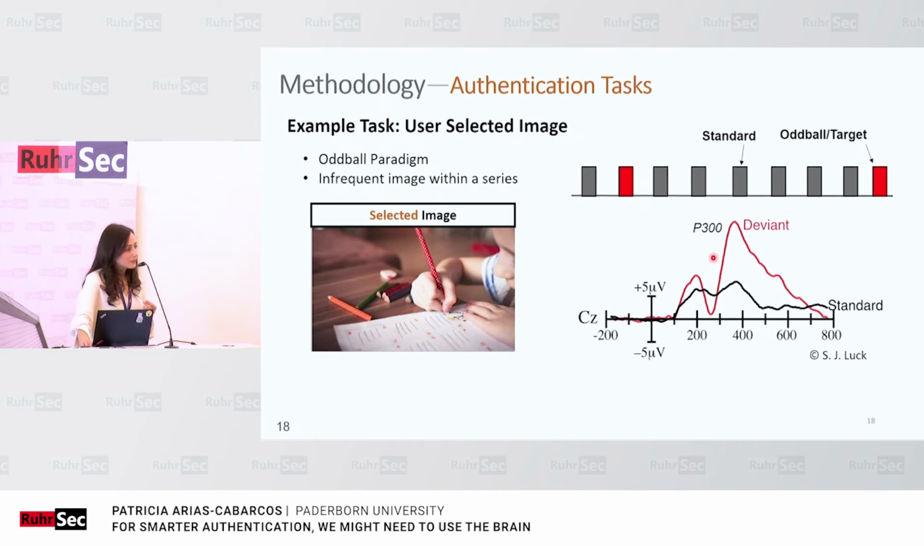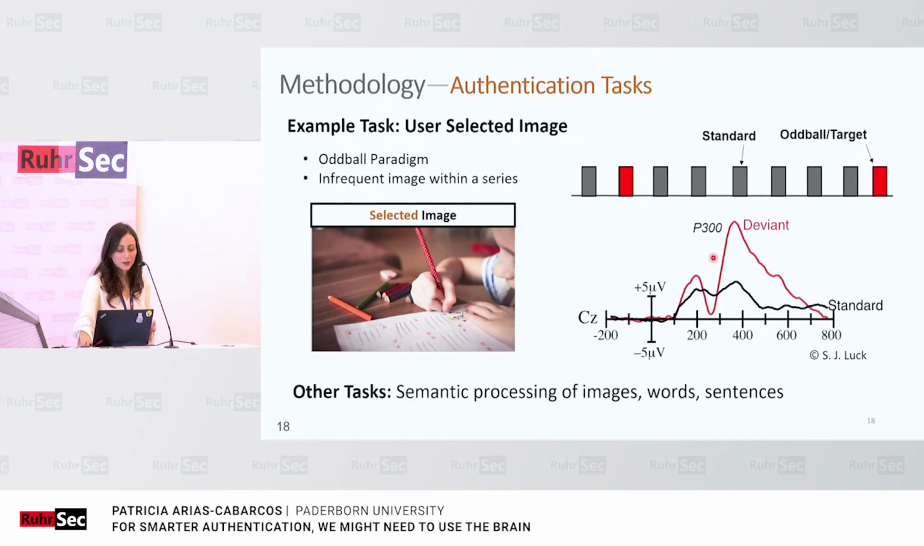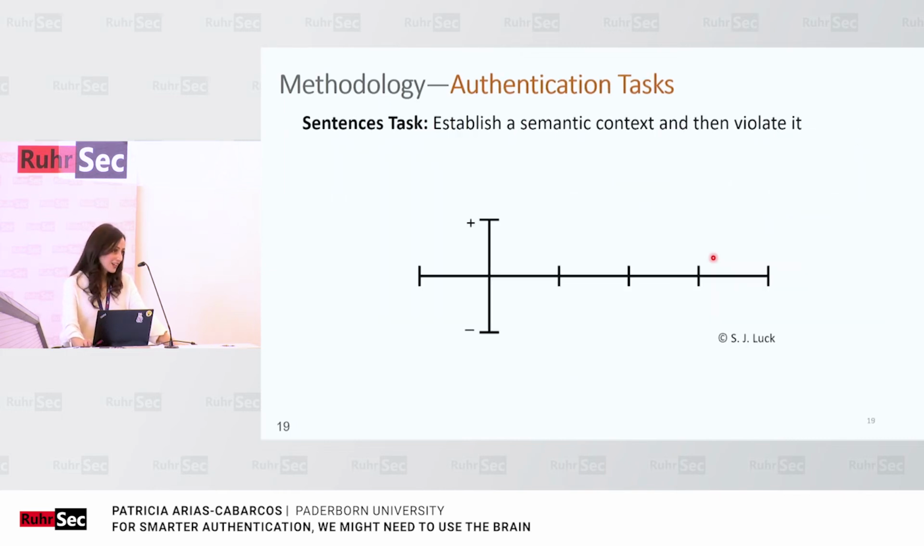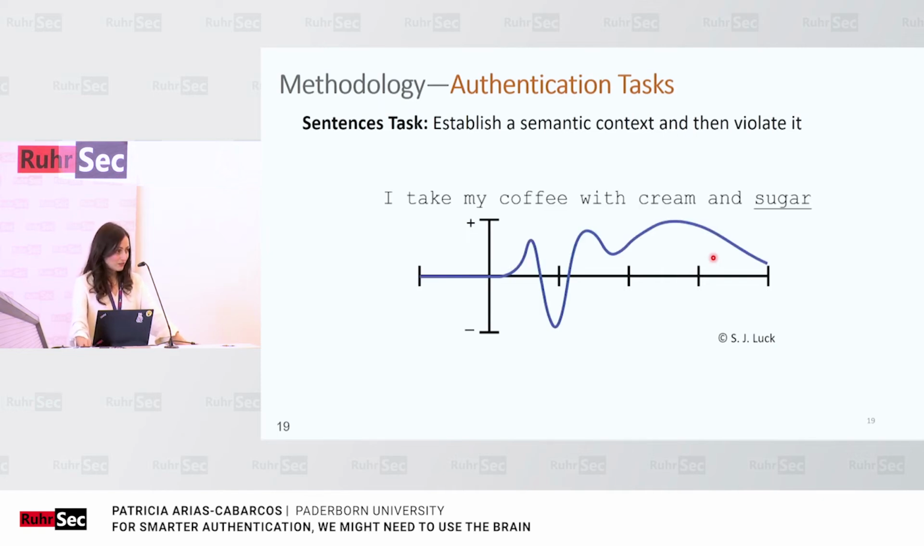This type of task was based on attention, and there are other types of tasks that we designed based on semantic processing of images, but also of textual stimuli. To give you an example of this other type of task, I want to show you the sentence task that we designed, and this is based on establishing a semantic context and then violating it. What does it mean? I will show you a sentence that is congruent, like: I take my coffee with cream and sugar. And this is normal.